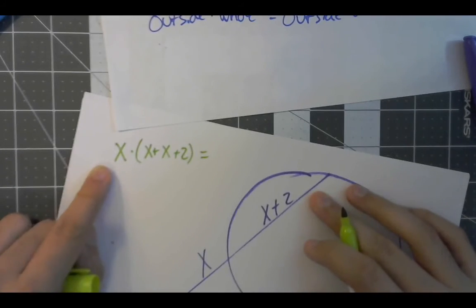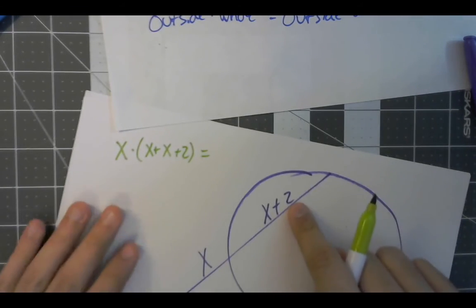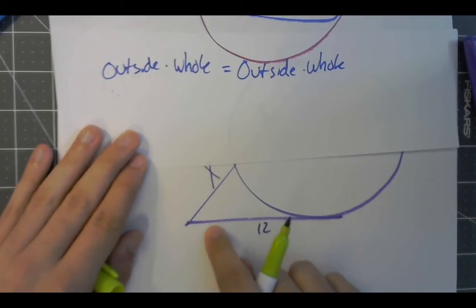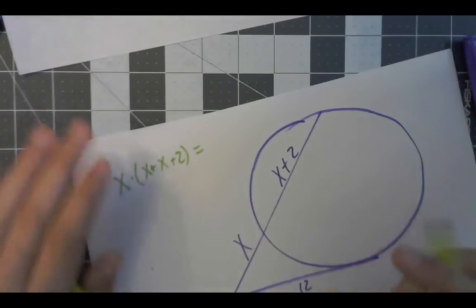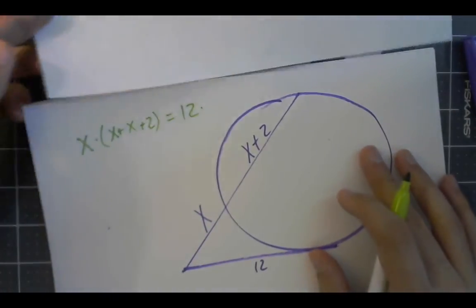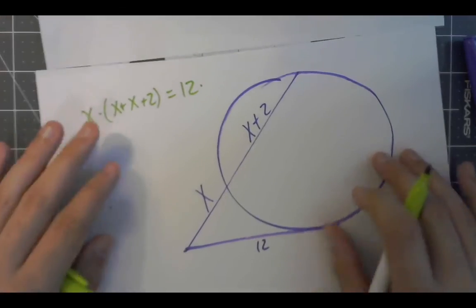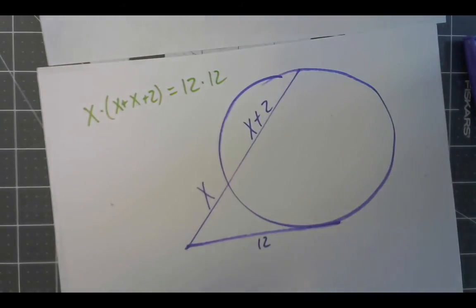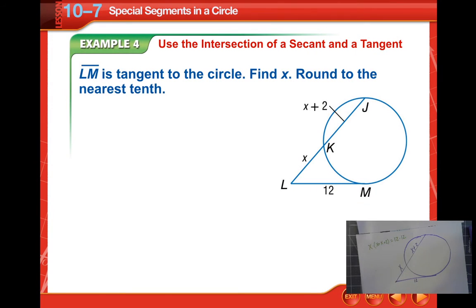Okay. Outside plus outside times whole. And then over here we have the outside. Well, we're not in the circle, so I guess our outside is 12 times the whole. Well, the whole thing is just 12. So let's look at what we just did.